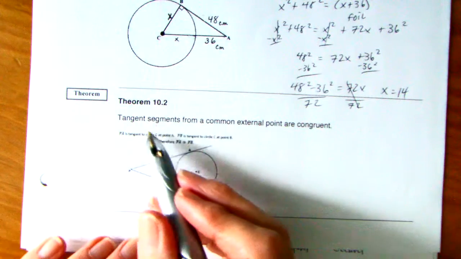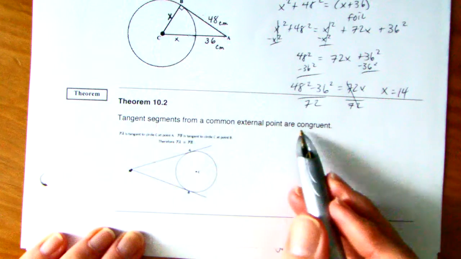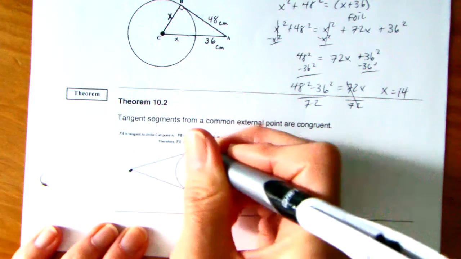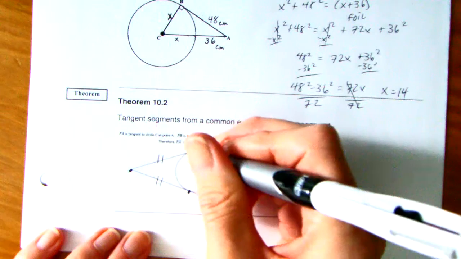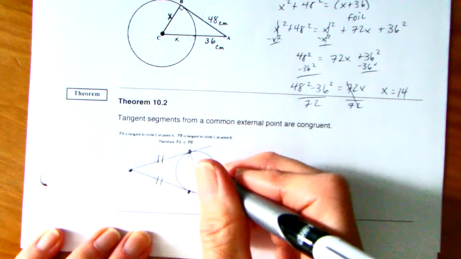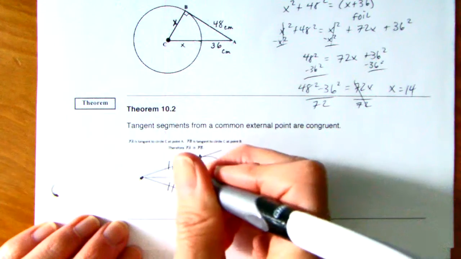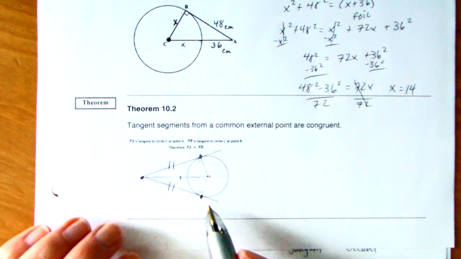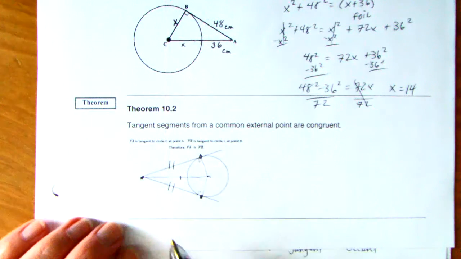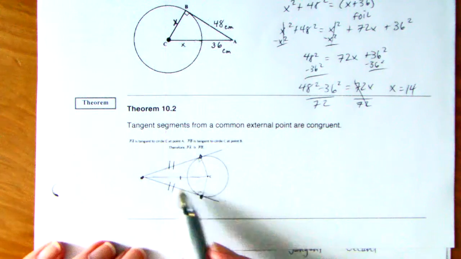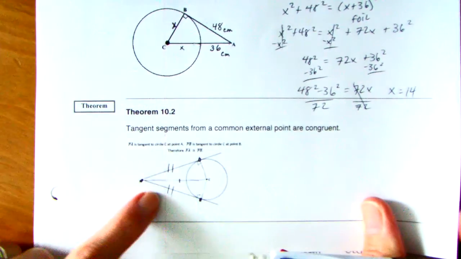Theorem 10.2. Tangent segments from a common external point, like right here, are congruent. So I have two tangents, A and B. This segment is going to be congruent to that segment. And also you'll have two triangles with a common hypotenuse. And look at that. Right triangle, hypotenuse leg. Oh, you have two congruent right triangles. How cool is that? Okay, and it's by hypotenuse leg. Please don't use angle side side. It's a right triangle, so hypotenuse leg. That might come up in the future.